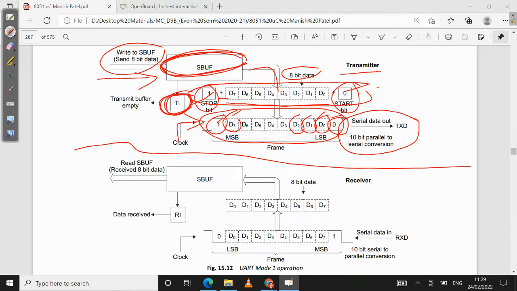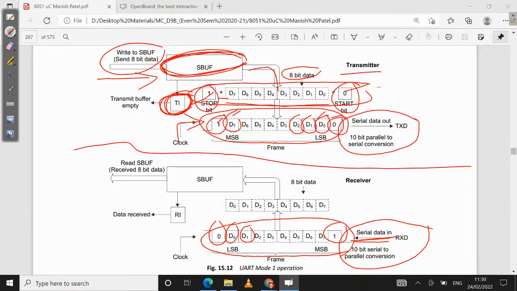So this is a 10 bit parallel to serial conversion. What is happening in the receiver? Your data is being received: 10 bit serial to parallel conversion. You are receiving the data serially. You have received the start bit, then D0, then D1, then dot dot dot, then you receive the stop bit. So this is a frame which is generated and received. Obviously there will be a clock, you are extracting the data, and then this will be given to SBUF.